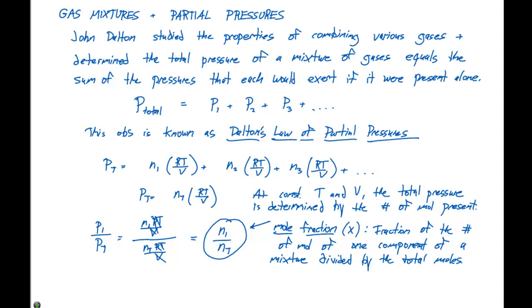So we can then rewrite this, that N1 over NT is going to be equal to P1 over PT. So we can say that the mole fraction, or X1 in this case, is going to be equal to P1 divided by PT. So this is how we typically express these mole fractions, and these are certain calculations that we're going to be interested in, and the next few videos will cover examples of gas mixtures, partial pressures, and this mole fraction.